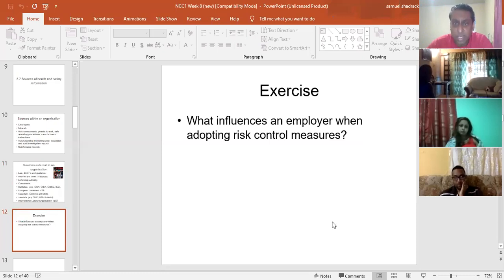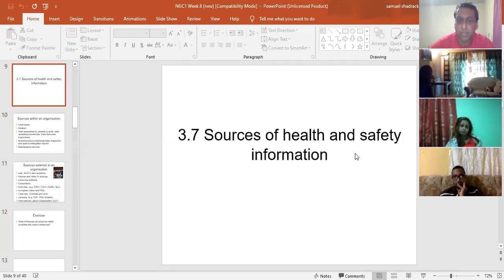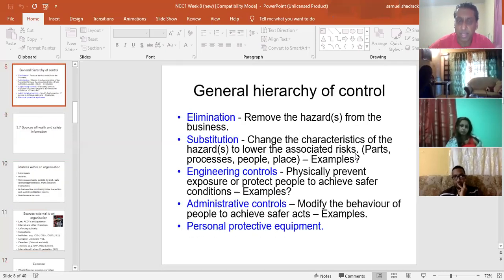So what influences an employer when adopting risk control measures? The answer could be finances, but also whether the risk is acceptable in terms of the law, because if it's not, the company may get a fine. So they may want to reduce it. This may be more legal and financial here. What may influence an employer when adopting a risk control measure means, what will cause an employer to choose PPE as opposed to elimination.